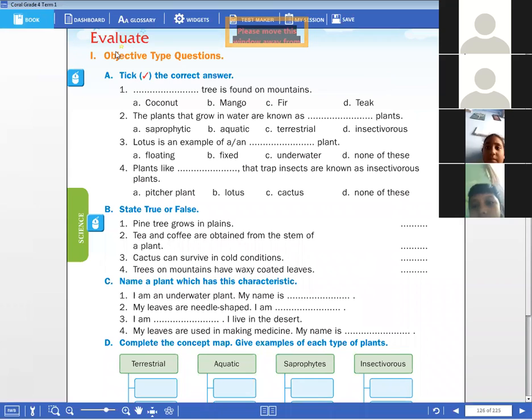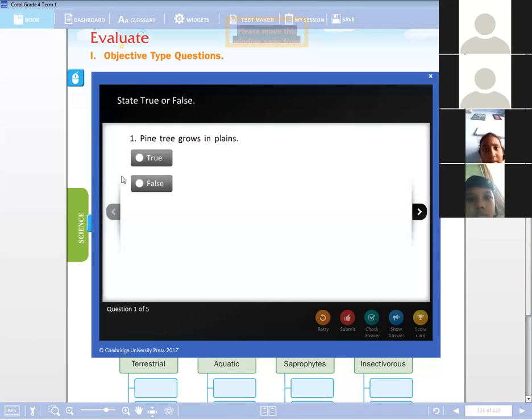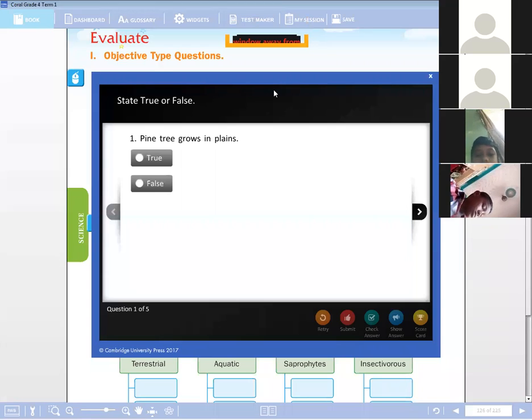Okay, the evaluation part for choosing the correct answers has been completed. We are moving to true or false statements, children. Pine trees grow in plains. Is it true or false, children? Pine trees grow in plains. Sai Swarup is telling it is a false statement. Okay, Neeraj also says false.